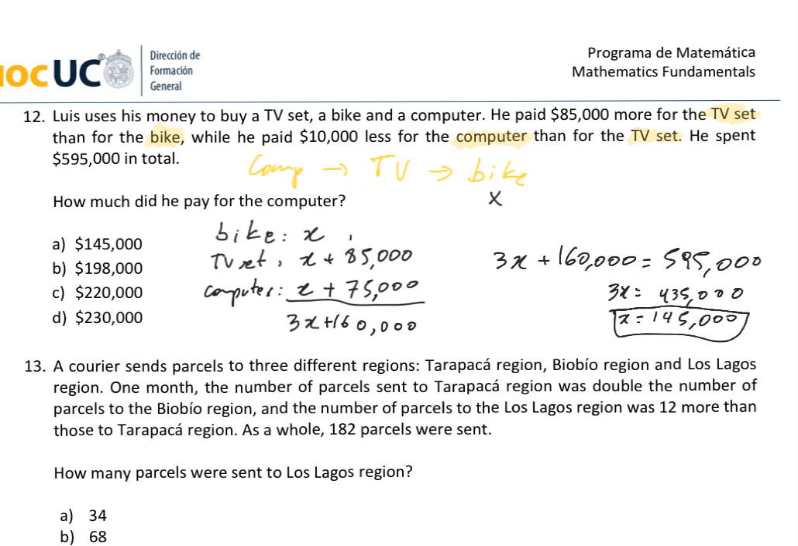Yeah, so the answer is A, right? No. Because what is X? The price of the bike. And what did they ask you for? The price of the computer. So the price of the computer is 145 plus 75. So 220,000, if I'm not mistaken. That's it. Let's do the next one.